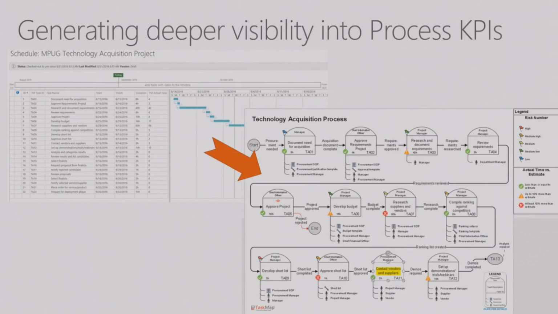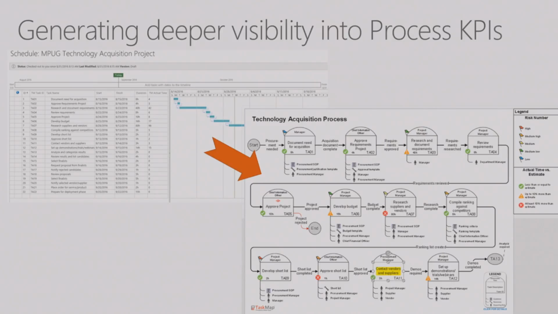We'll talk about how you can generate deeper visibility into process KPIs by extracting data from your line of business system, in this case from a Project Online system, and visualizing it in a process diagram to give great visibility to your execs on how things are going on the ground when people are collaborating with each other and executing on the project.